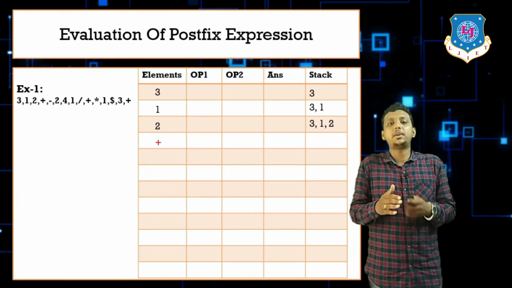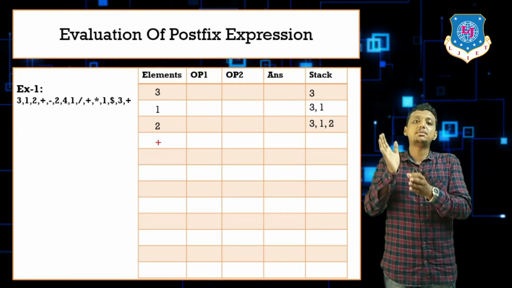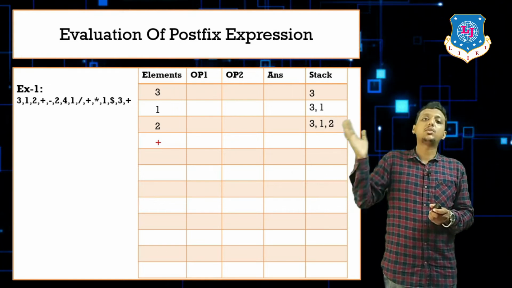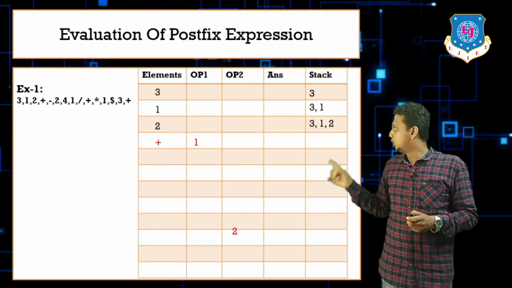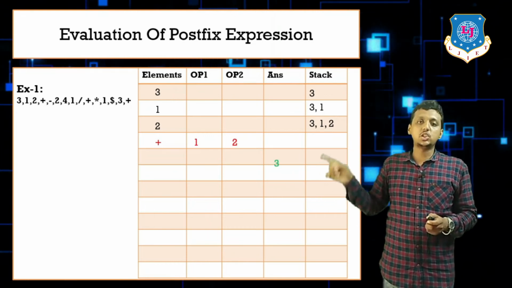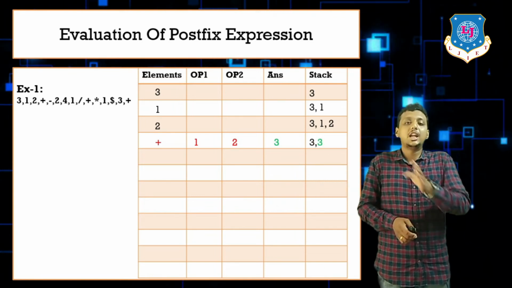Actually, during the pop operation, students, first we popped out 2 and set it into OP2. Then we get 1 and set it into OP1. So it goes like this: 1, 2, apply the operation, 1 plus 2 becomes 3. Push the answer inside the stack again, so it becomes 3, 3.